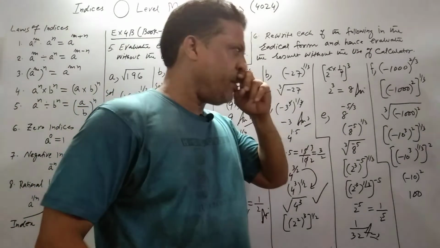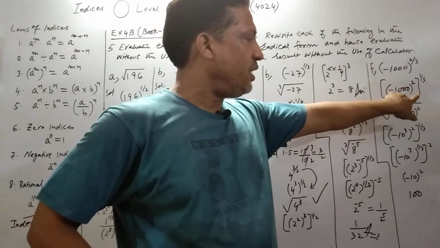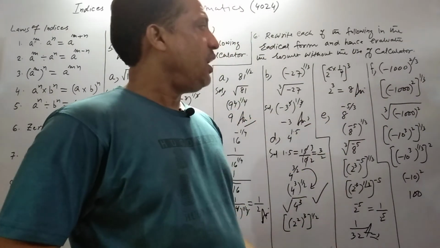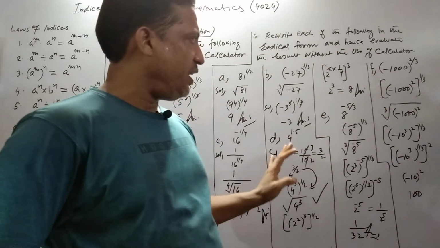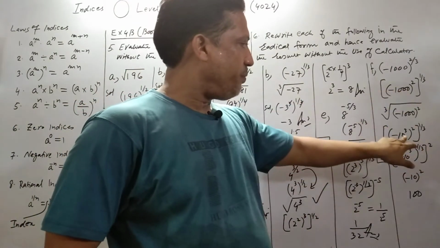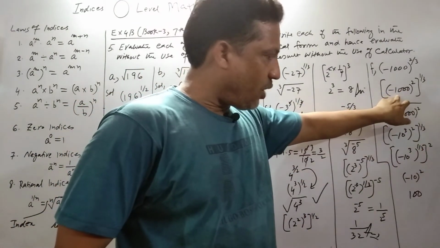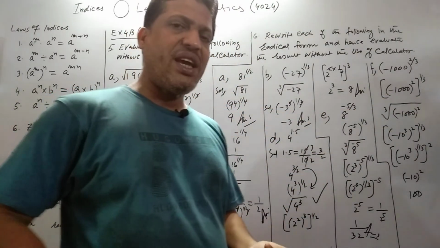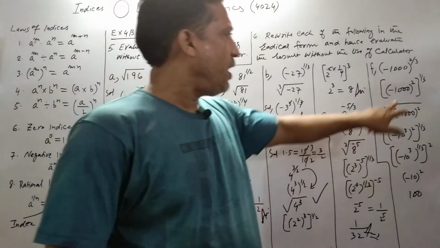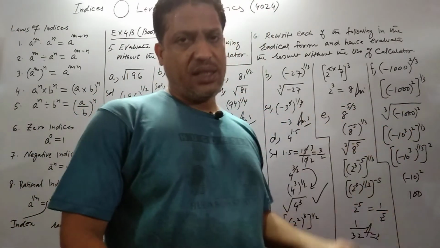Here this is under the root, minus 1000 squared, and this is 1 upon 3, which becomes index 3. So the first requirement has been fulfilled. Now the second requirement is to evaluate. Again start from here, minus 1000. We can write it as a number whose cube is 1000. Obviously 10 cubed is 1000.